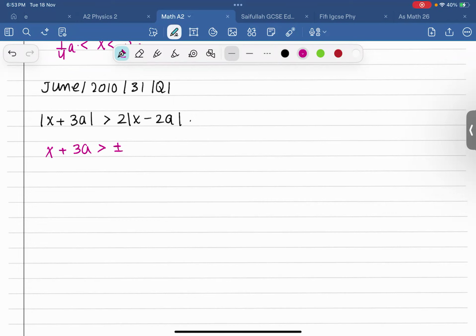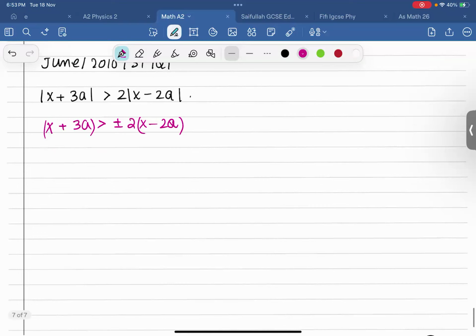Okay, so plus or minus 2x minus 2a. Sorry. And if you solve, the first one would be 3a.